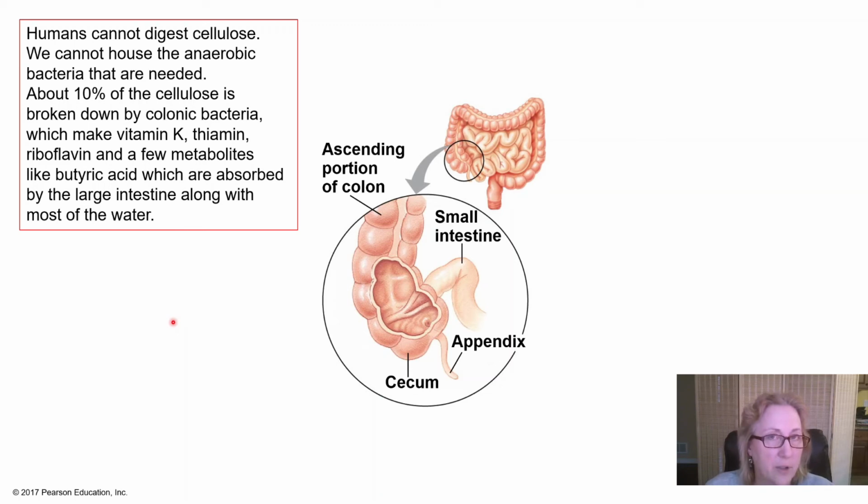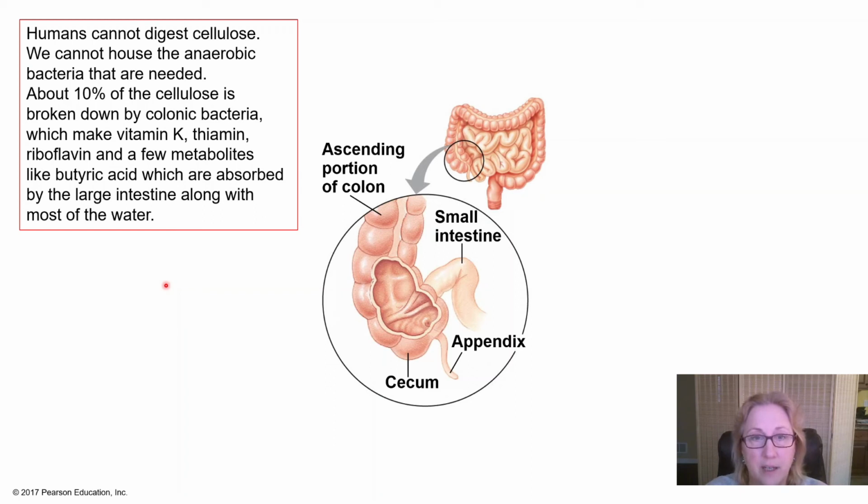We don't get any of the glucose. The large intestine does not absorb any glucose. But the bacteria do make some useful vitamins. They make vitamin K and two B vitamins, thiamine and riboflavin, but not vitamin B12, you'll notice. We don't have the right bacteria for making vitamin B12.